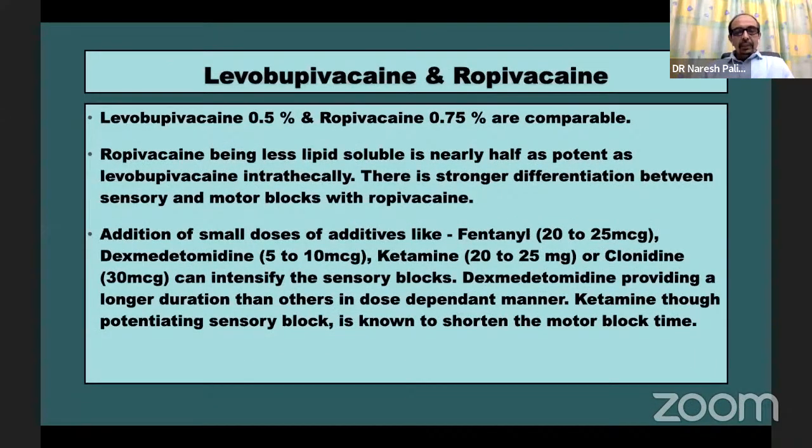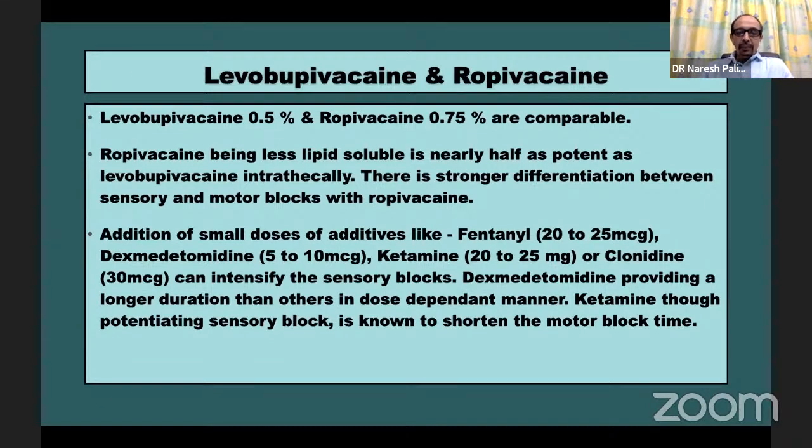About levobupivacaine and ropivacaine, levobupivacaine 0.5% and ropivacaine 0.75% are comparable. Ropivacaine, being less lipid soluble, is nearly half as potent as levobupivacaine intrathecally. There is a stronger differentiation between sensory and motor blocks with ropivacaine.